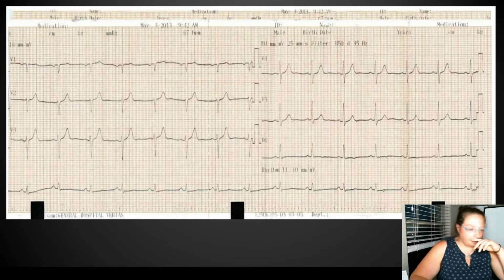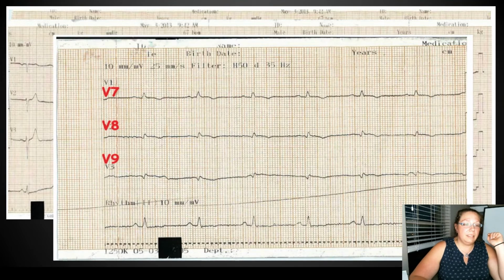No big deal. Well, if you're smart and you remember this stream, what you're going to do is say, let's just run a 15 lead. We're already here. Let's go ahead and do that. What happens? Look at this. There's some elevation in V8 and V9.